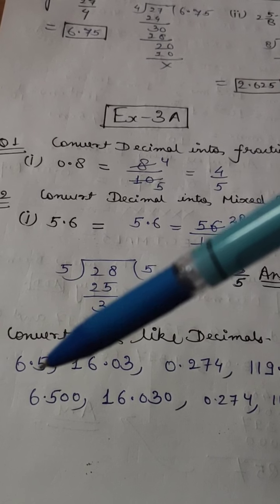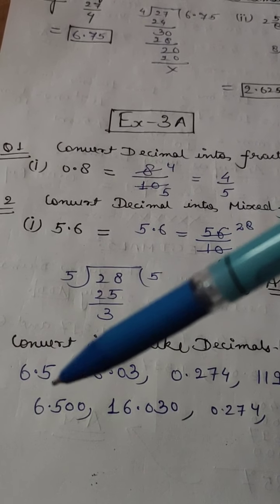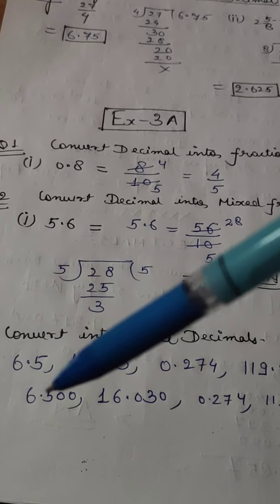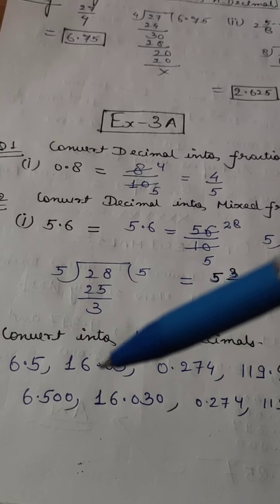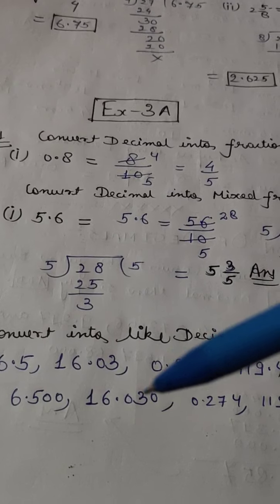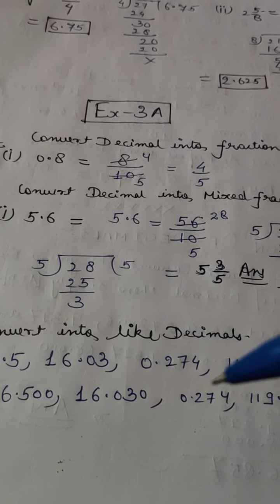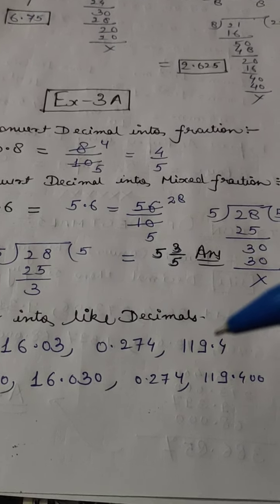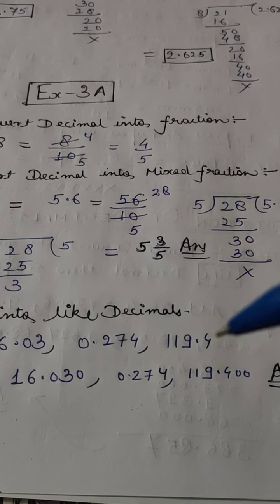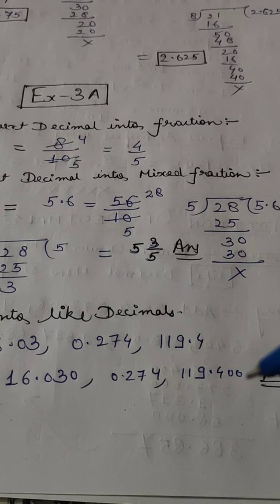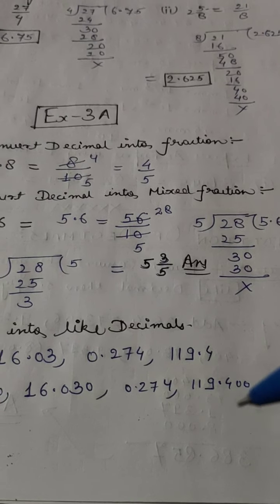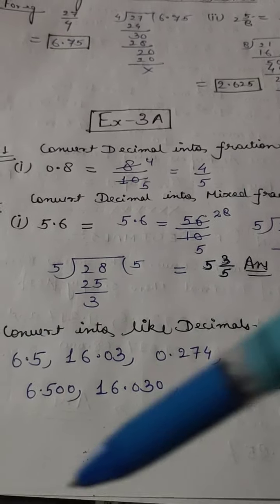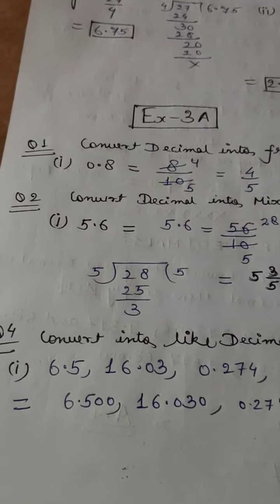So 6.5, in order to make it up to 3 decimal places, we put 2 more 0s. So it will become 6.500. Similarly here 6.030 is also having 3 decimal places. It will remain as it is, and 119.4, adding 2 more 0s will not affect its numerical value. So it is also having 3 decimal places. So all these decimals are now having 3 decimal places.